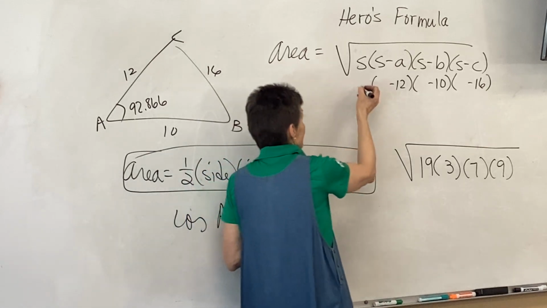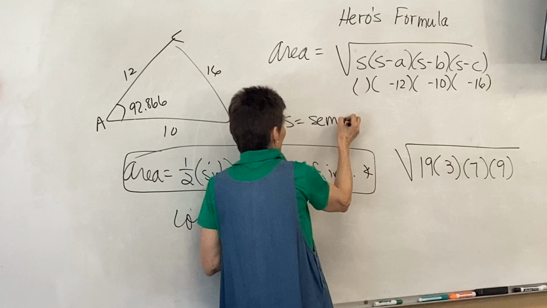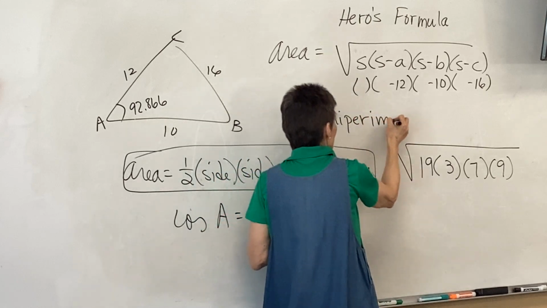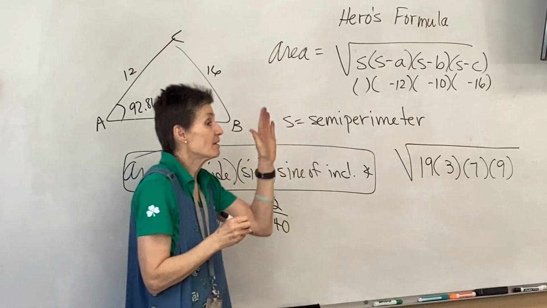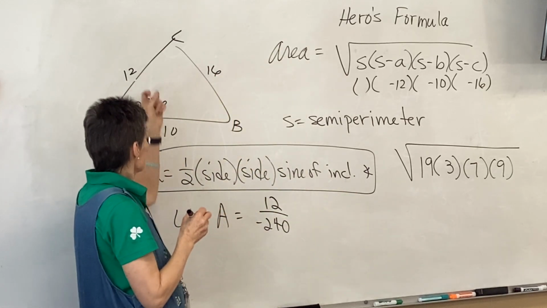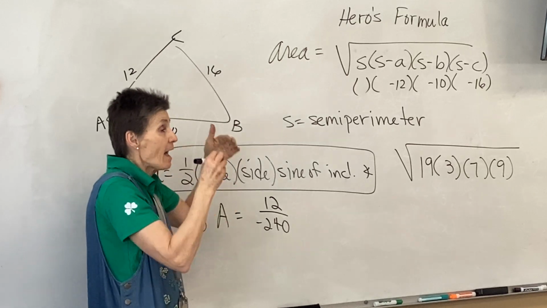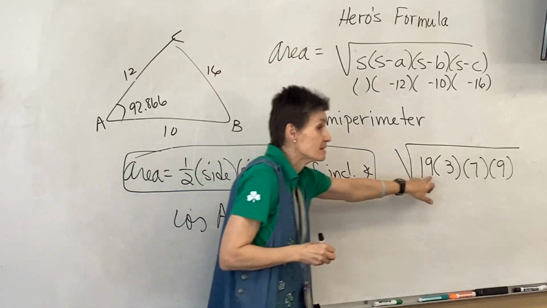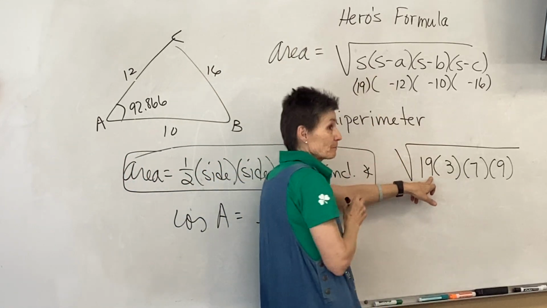Now, S stands for semi-perimeter. And semi-perimeter is half the perimeter. So what's the perimeter of this? 38. And half of 38 is 19. So I start with 19.